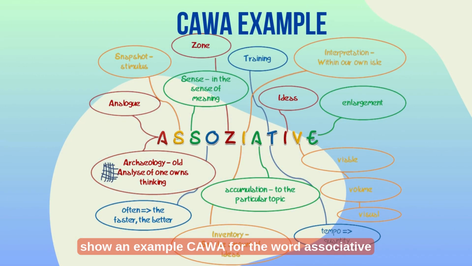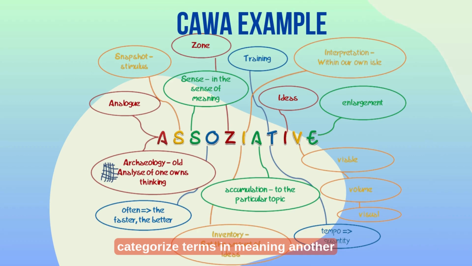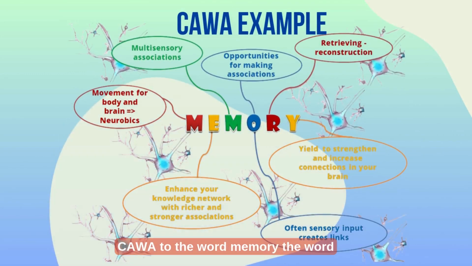Here we show an example, a CAWA for the word associative. The colours can also be used to group or categorize terms in meaning. Another CAWA for the word memory.